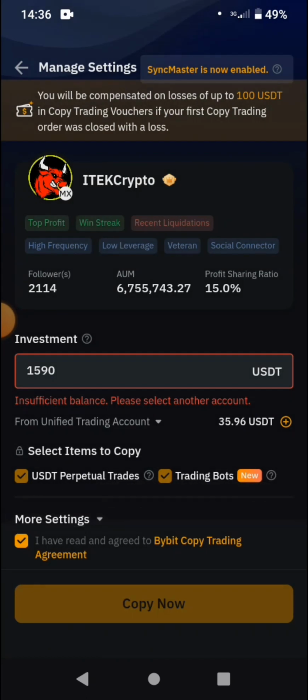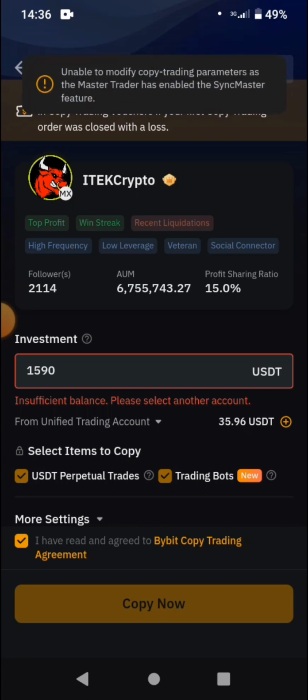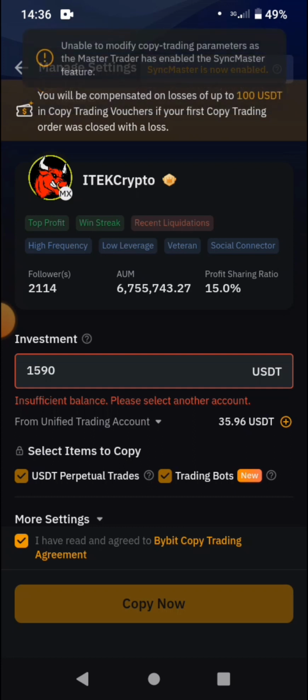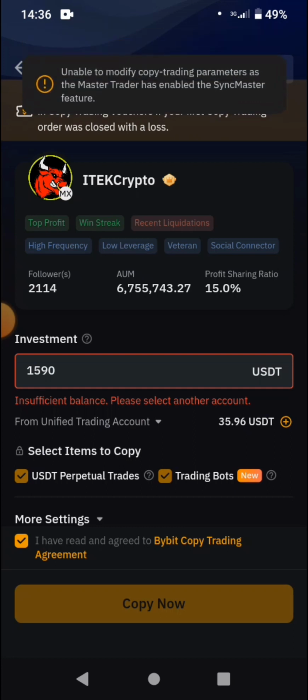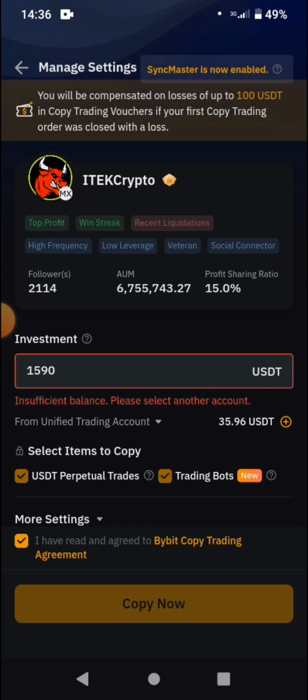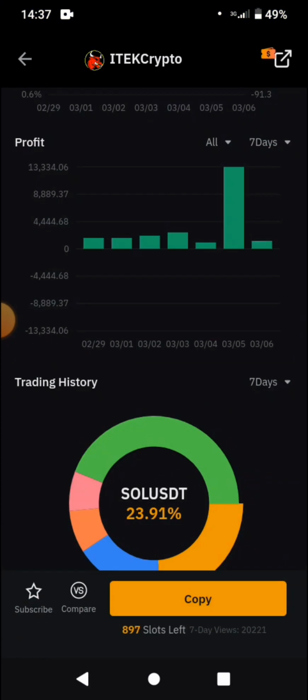All right, and also, before you tap copy, sometimes you only want to copy the perpetual contract instead of this bot. You can't copy this bot, so if you want, you can untick this if the trader enables you. Because these are like robot trading for you, so it's kind of risky, in my opinion. So I'd prefer you just select USDT perpetual trades only, and you tap copy now. Okay, then basically you are in the trade.